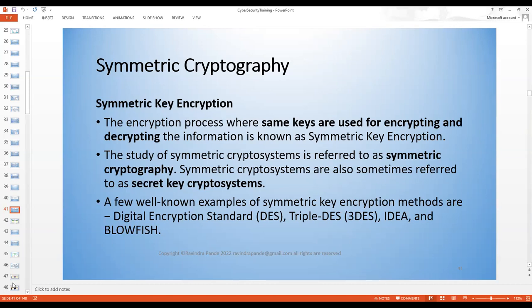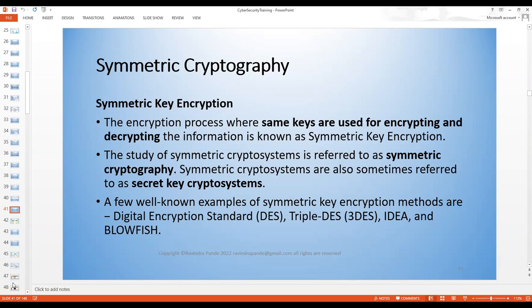Even with a credit card you get the keys separately. You get the PIN number, which is basically a kind of symmetric key, separately, with a separate email or separate letter. So symmetric key encryption is an encryption process where the same key is used for encrypting and decrypting the information. The study of symmetric key crypto systems is referred to as symmetric cryptography. Simple enough, right? Symmetric means the same on both sides, or balanced.